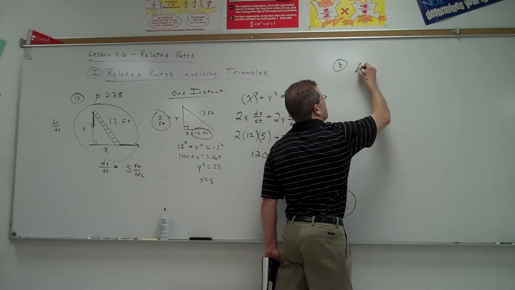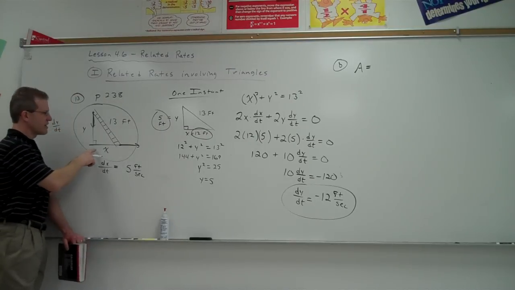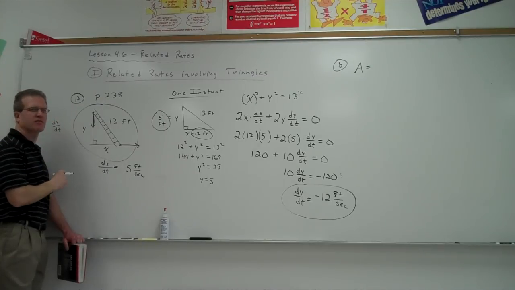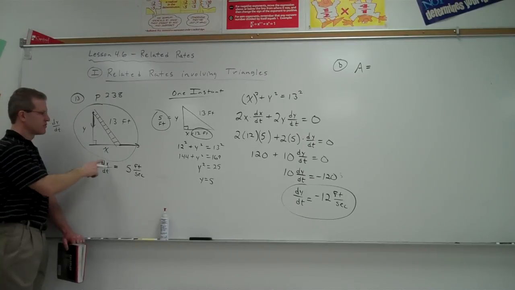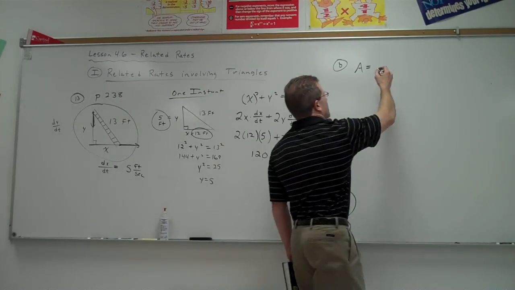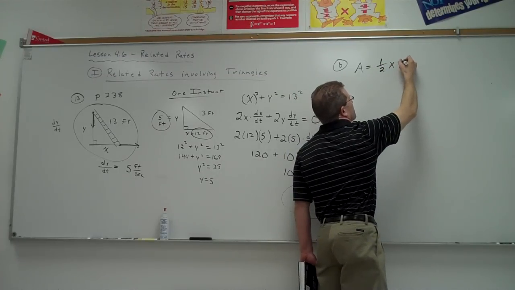So, equation for the area of this triangle. How would you find the area of a triangle if the base is x and the height is y? What's the formula for the area of a triangle? 1/2 times the base times the height. Okay, so 1/2 times x times y. That's the area of a triangle. 1/2 base times height. 1/2 x times y.